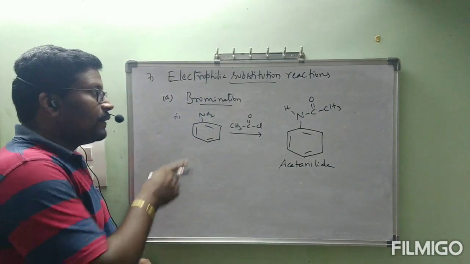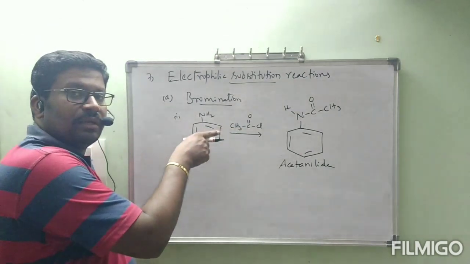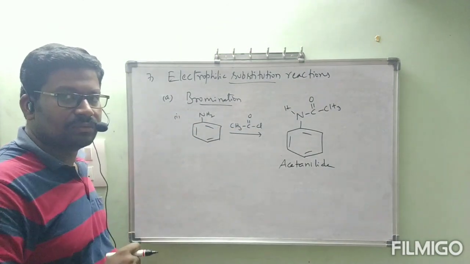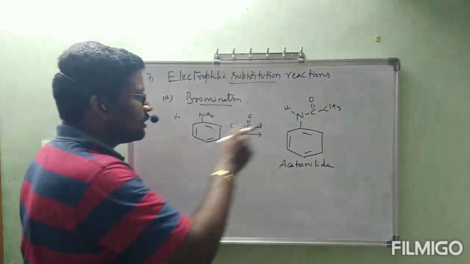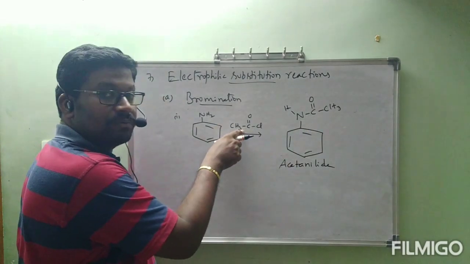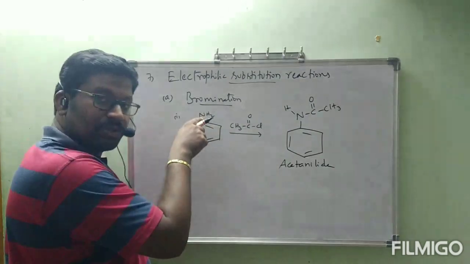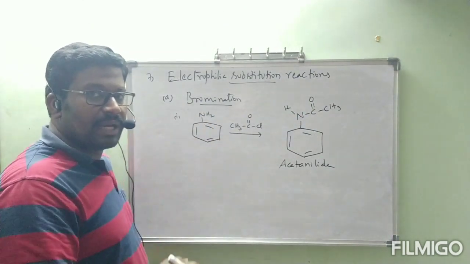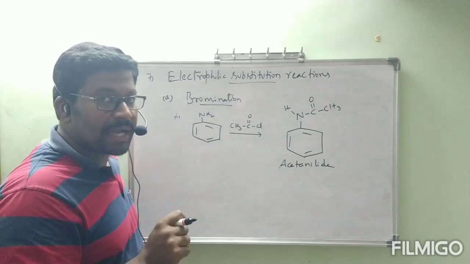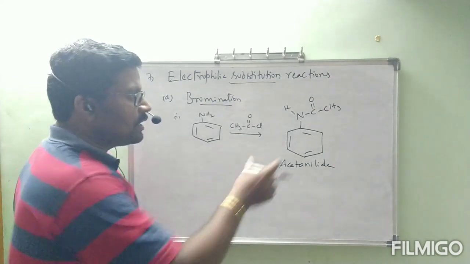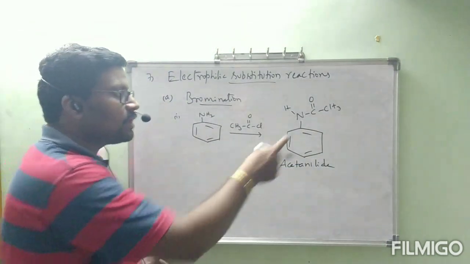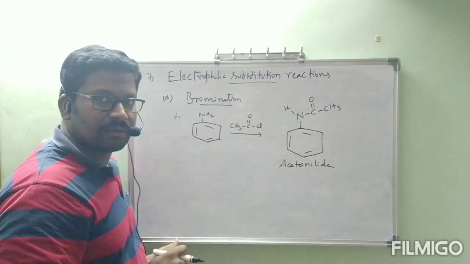Now, by introducing this COCH3 instead of this H, we have deactivated the NH2. This is the introduction of the CH3CO group into the NH2 group, by which we are deactivating the NH2 group. How we are going to deactivate it, I will say that later. Before that, we will see what we do in the next step. After that, I will show how it gets deactivated.